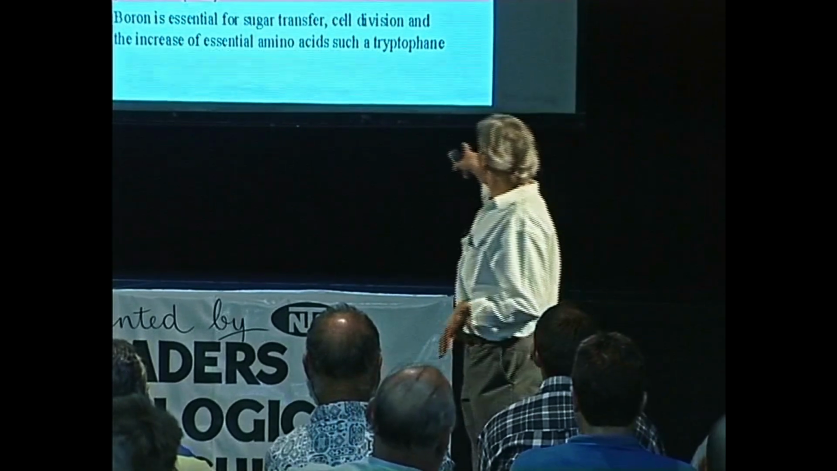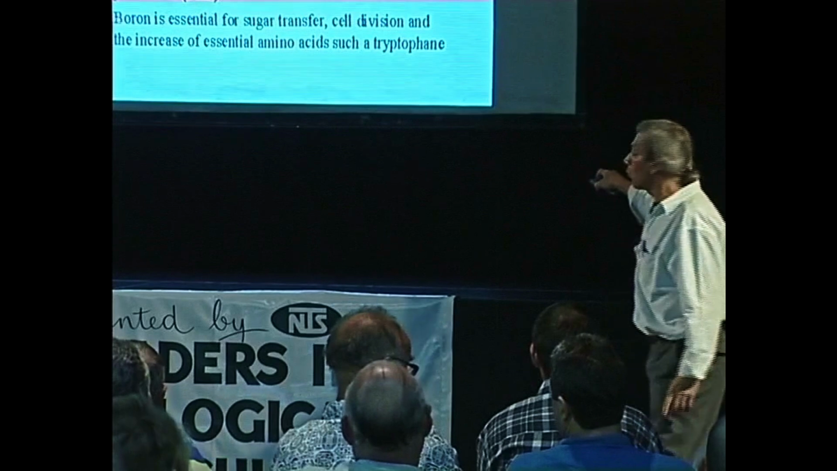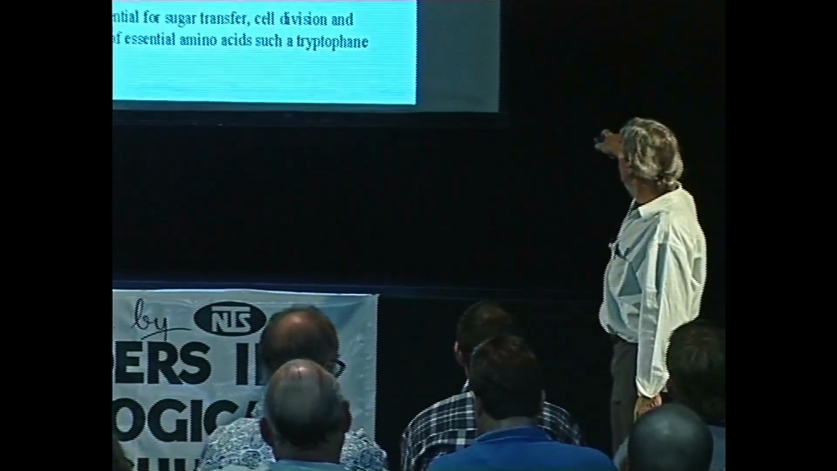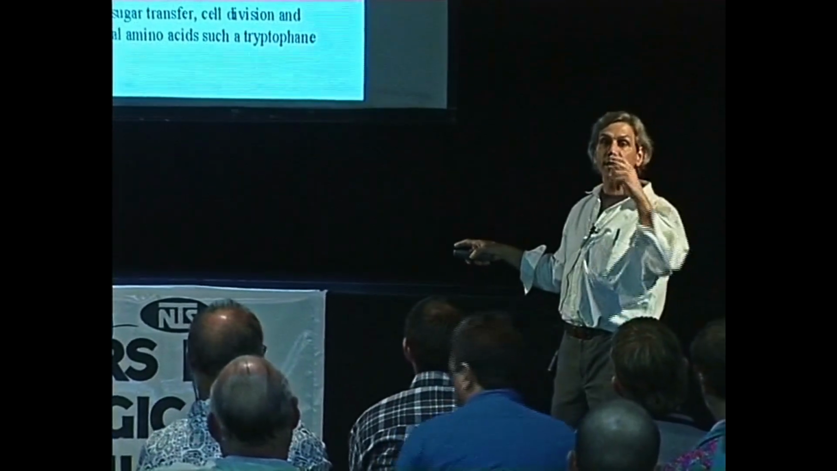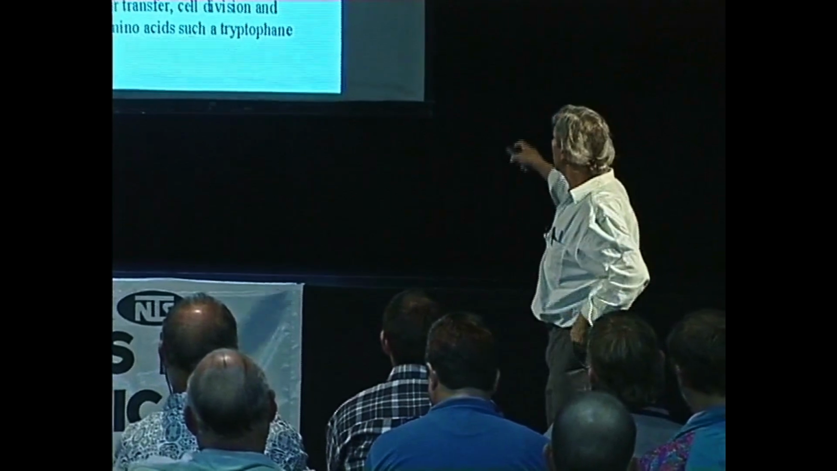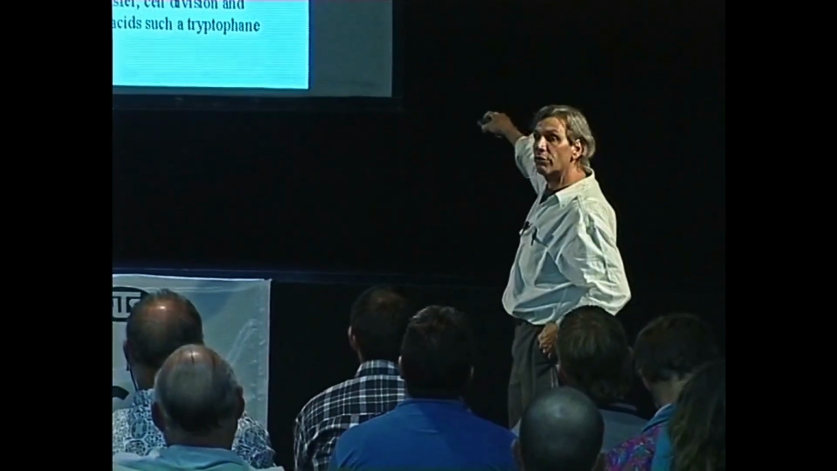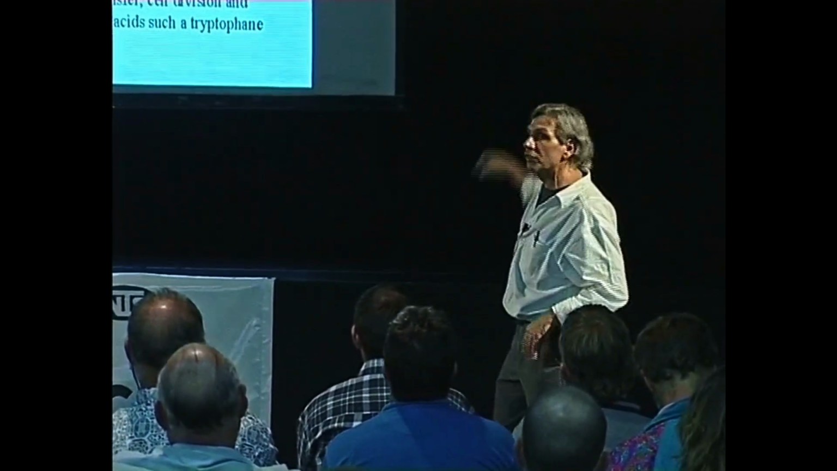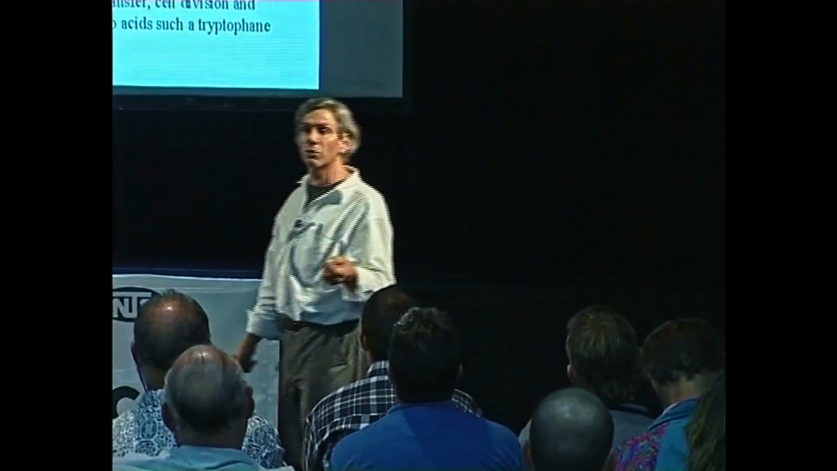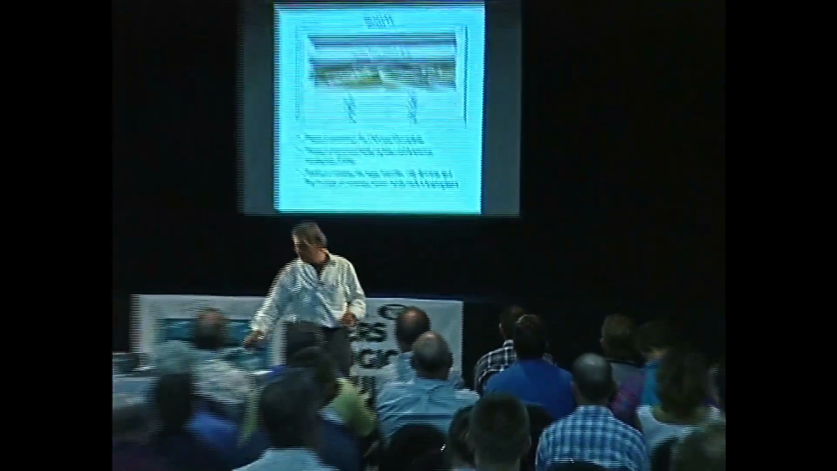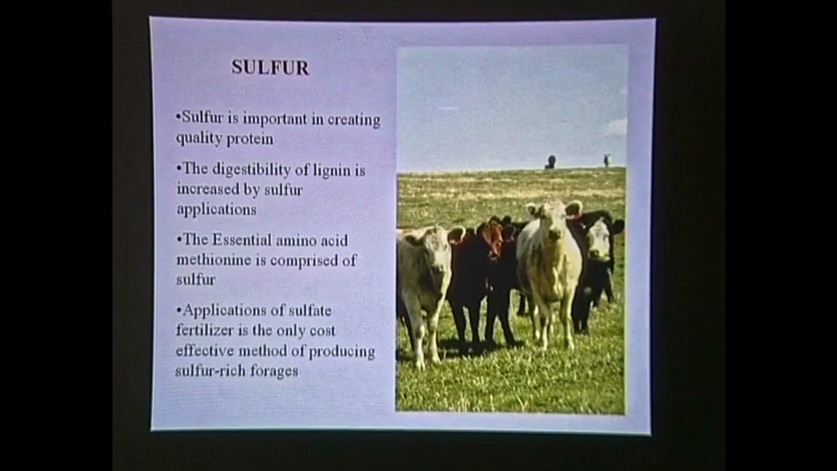Anyway, you can see that boron, one trace mineral, is also involved with tryptophan, which is an essential amino acid. So now we're talking about quality protein again. You can see as the boron levels increased in solution, the tryptophan levels increased. So we know the trace minerals are involved in making quality. Sulfur is the quality secondary nutrient making quality protein.